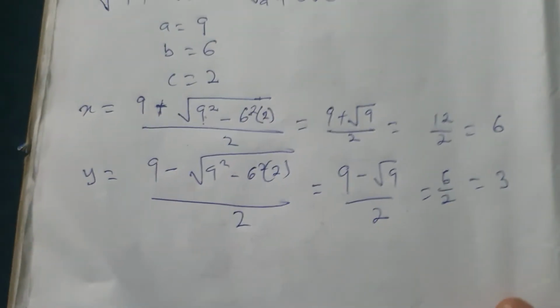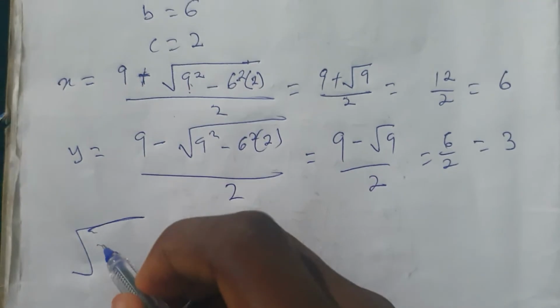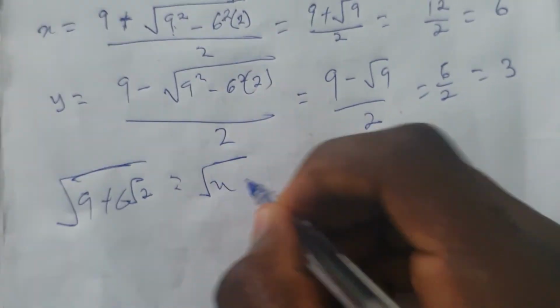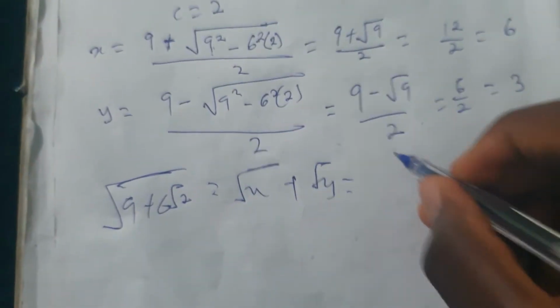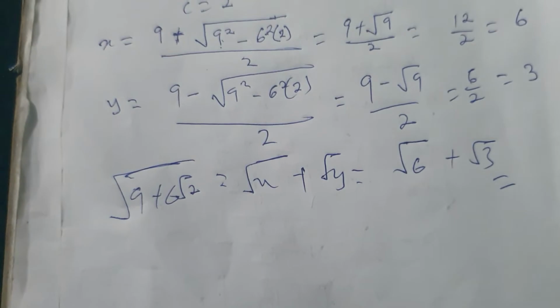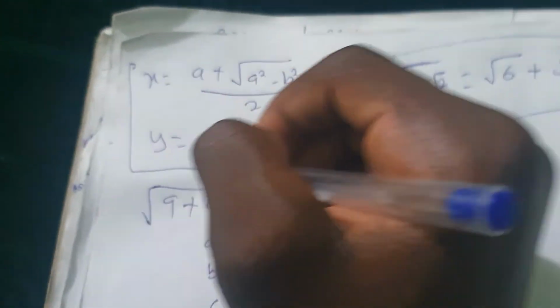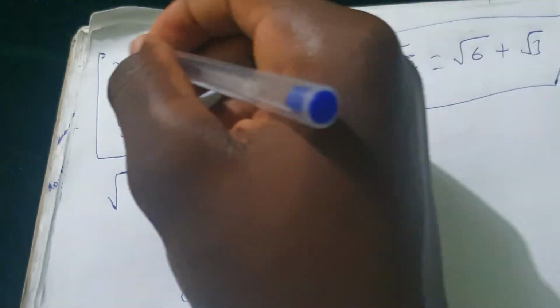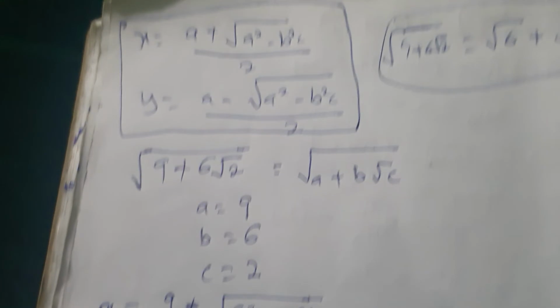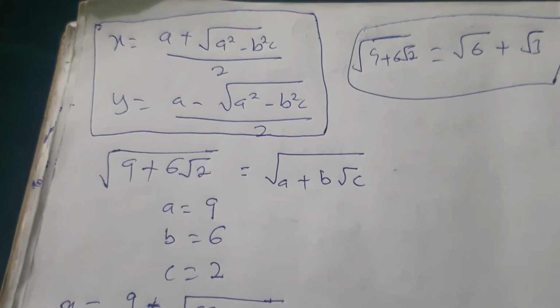Alright. So that means 9 plus 6 root 2, which was root x plus root y, where x is 6 and y is 3. That will be our final answer. So that means this general solution is correct. I have actually not tested it with other questions though, but I'm sure this one is very correct.